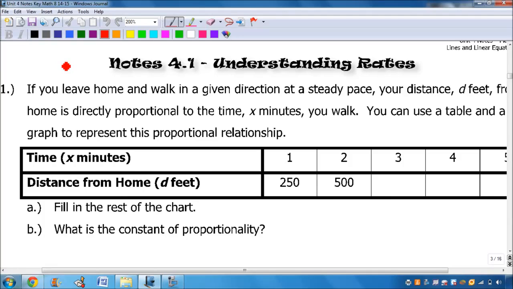Hi, ladies and gentlemen. The first thing we are going to be learning about in Unit 4 is understanding rates. So we're on page 3 of our notes, and we are looking at notes 4.1, understanding rates. Just to give you a heads up, when I start going over number 1, you're going to see this headline here that says notes 4.1 will be a different set of notes, but don't worry about it. Just go ahead and watch the video and see what is going on.